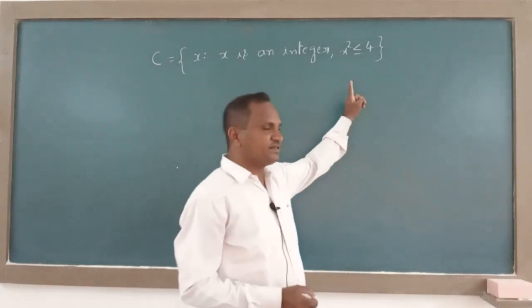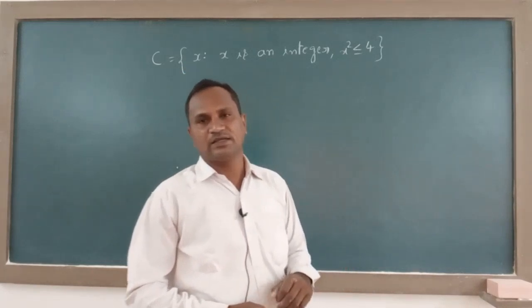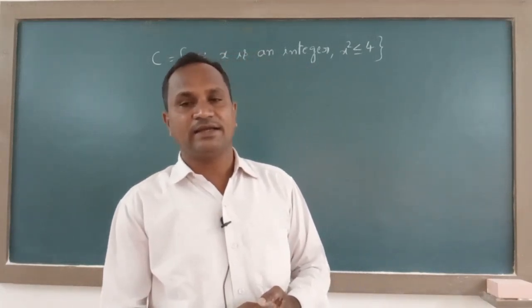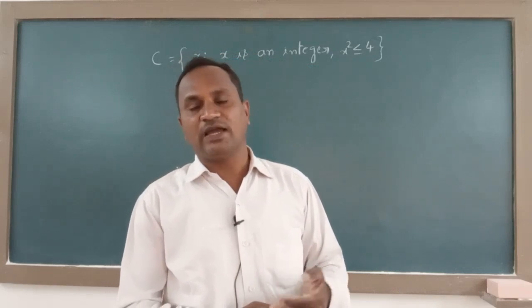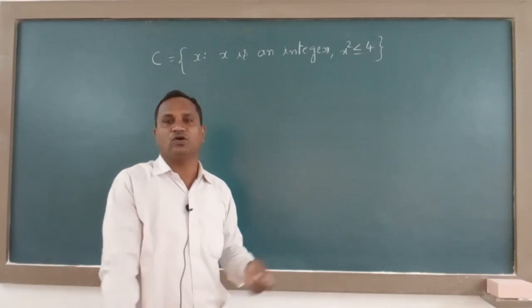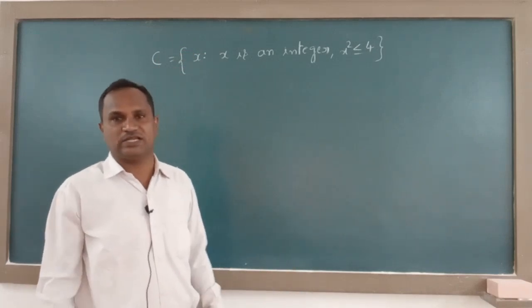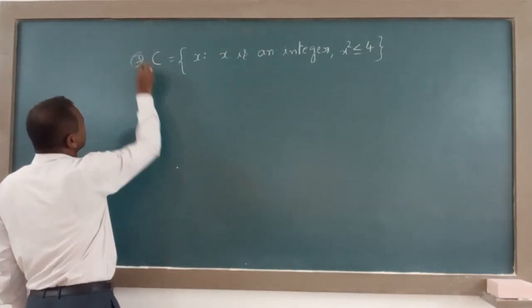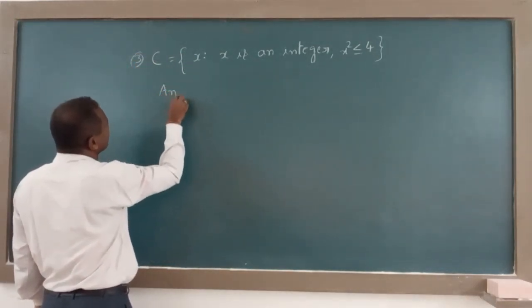The less than or equal to 4 symbol means the value should be greater than or equal to minus 2, and the value should be less than or equal to plus 2. How, I will show in the solution of this third question.